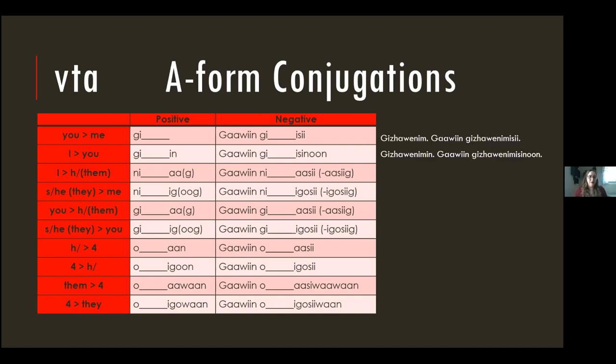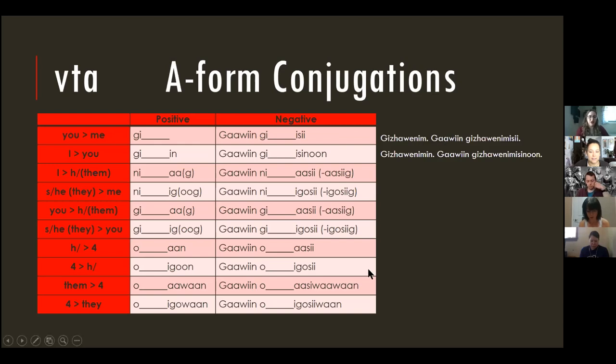So a form. You to me. Gijawainim. And sometimes it helps if you're using your hands. I can't see myself, so I hope you guys can see my hands. Gijawainim, you love me. Gawin gijawainim isi. You don't love me.